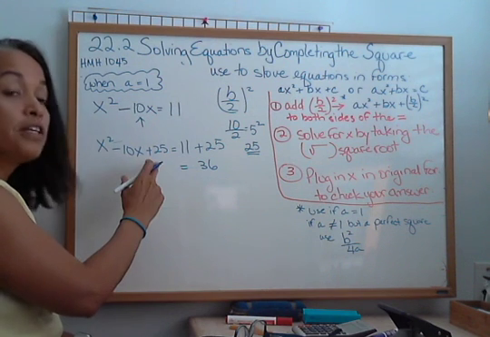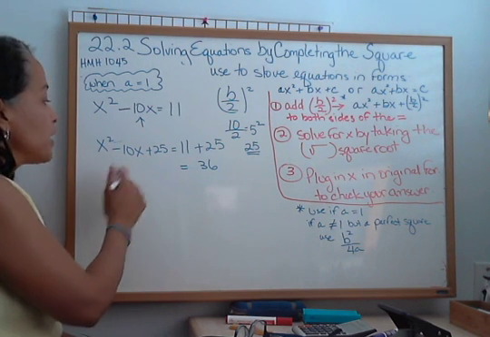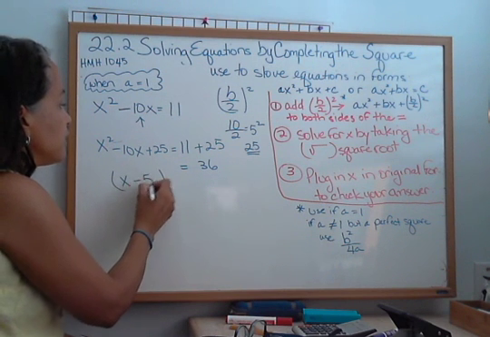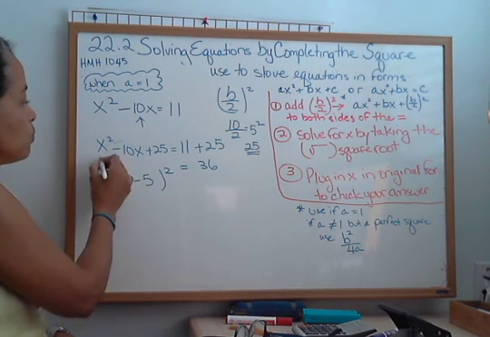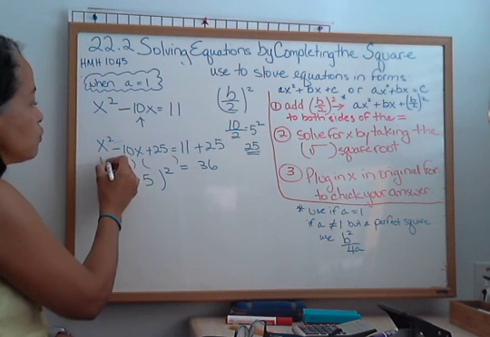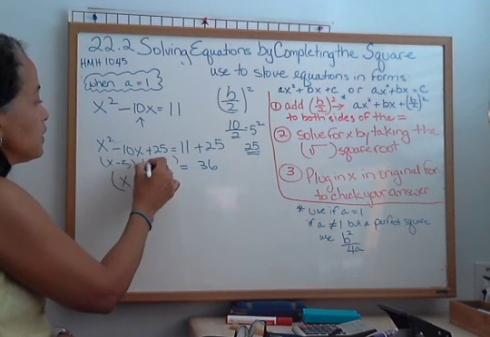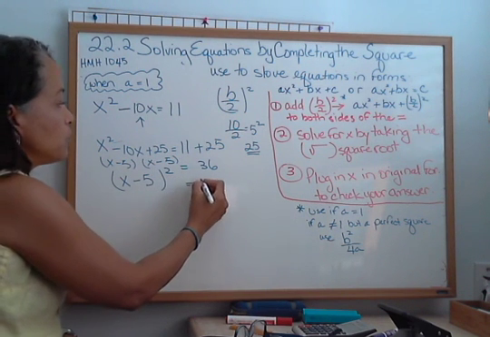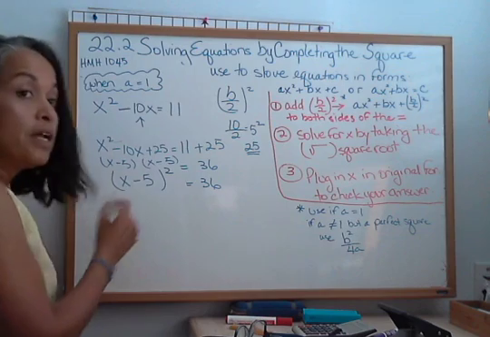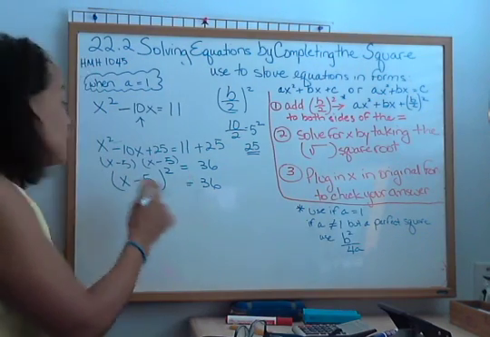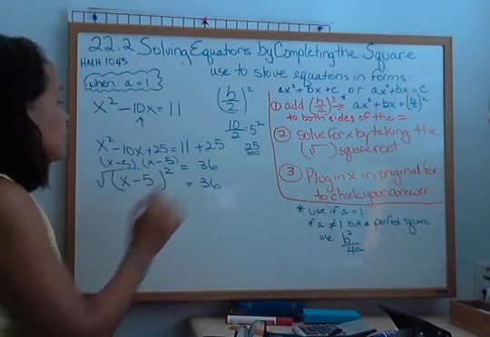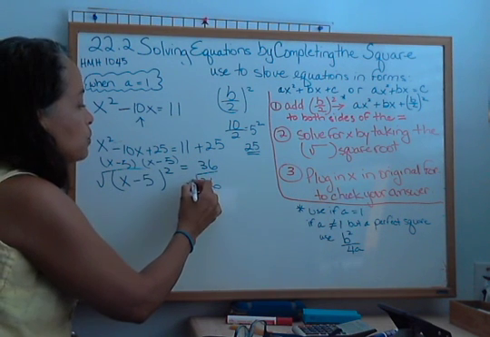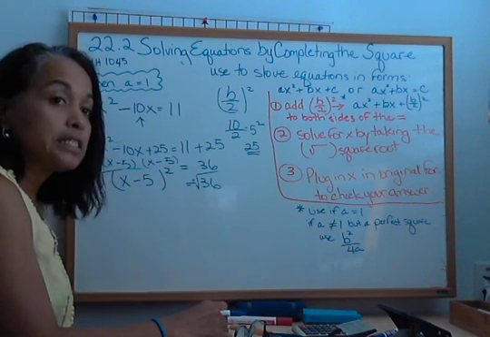Here I have my perfectly squared trinomial, which I can now factor, is x minus 5 squared. If you were to factor this, you'd find it's x minus 5, x minus 5. So I just write it squared equals 36. I'm going to take the square root of both sides. So the square root of x minus 5 squared and the square root, plus or minus, of 36.